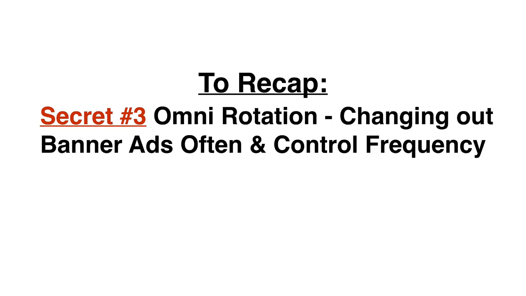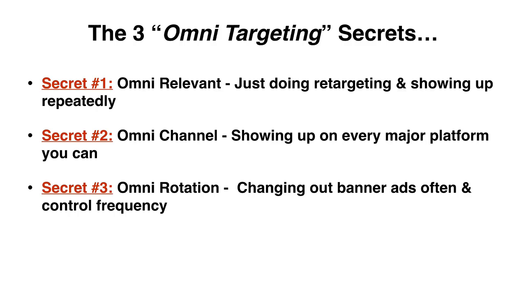So that is secret number 3. So again, secret number 1 is being omni-relevant. So just doing retargeting and showing up repeatedly. Secret number 2 is about being omni-channel, right? Showing up on all the major platforms, YouTube and Instagram and Facebook, right? Display networks like Google Display Network and Traffic Fuel. We want to show up on every major platform that we can.